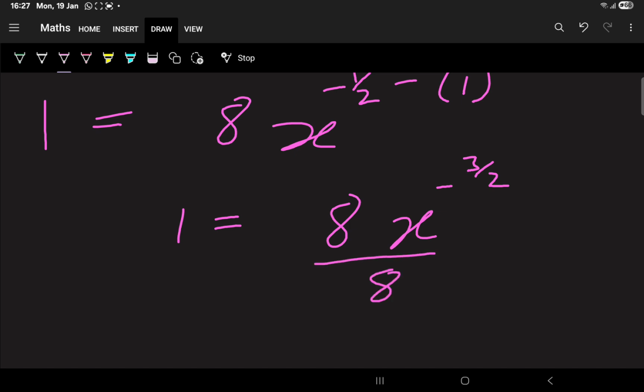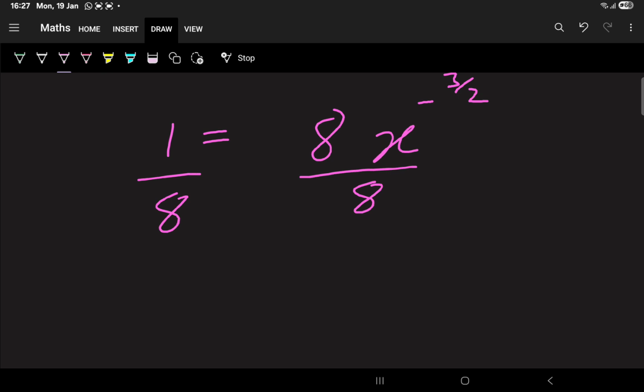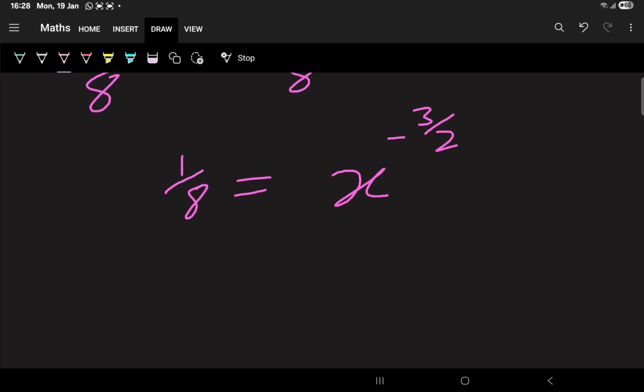I can divide both sides by 8 here also to isolate x. So this is going to be 1 over 8 is equals to x to the power of negative 3 over 2. Now after isolating x, I want my x to the power of negative 3 over 2 to be on the left hand side, so I can simply rewrite this as x to the index of negative 3 over 2 is equals to 1 over 8.